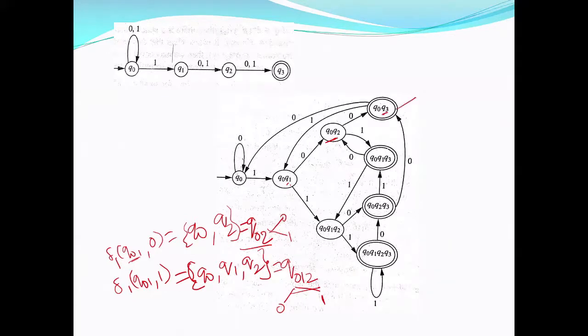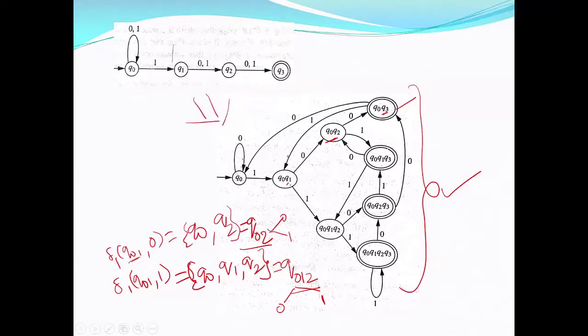This is a non-final state because 0 and 2 both are non-final states. In this, Q0, Q1, Q3 are final states. So these are the 4 states I got. So this is your NFA converted to DFA.